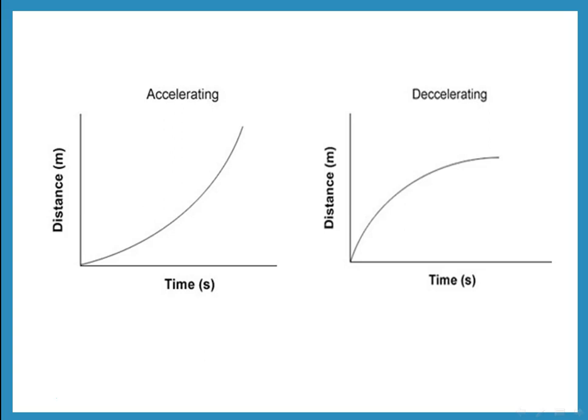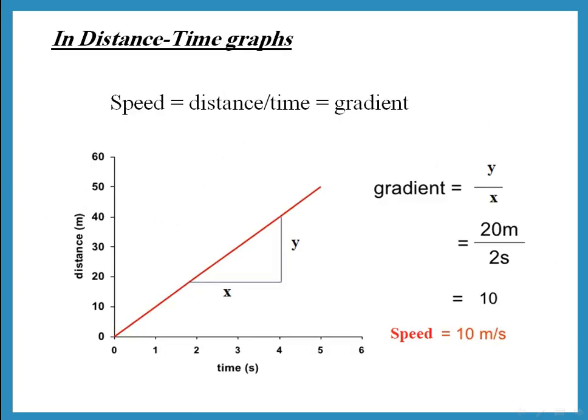Acceleration means increase in speed. So if the distance time graph is not a straight line, that means it is not constant speed. Now, if the line is going up, that means the speed is increasing and the object is accelerating. If the line is going down, that means the speed is decreasing and the object is decelerating, or the speed is becoming less and less.